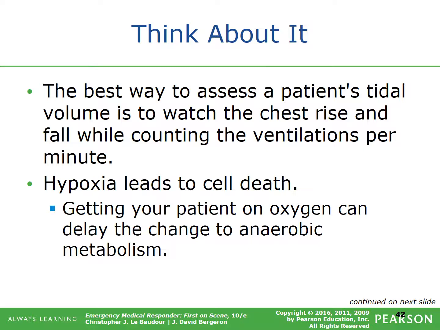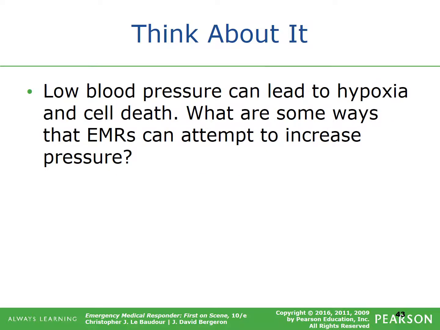Here's something to think about, class. The best way to assess a patient's tidal volume is to watch the chest rise and fall while counting the ventilations per minute. Hypoxia will almost always lead to cell death. Getting your patient on oxygen can delay the change to anaerobic metabolism. Low blood pressure can lead to hypoxia and cell death.